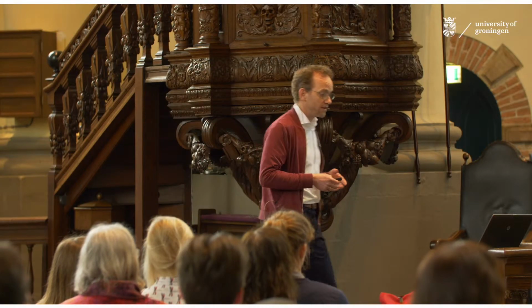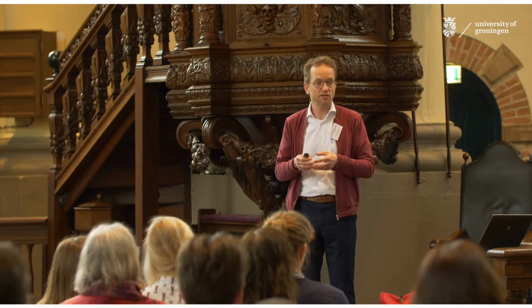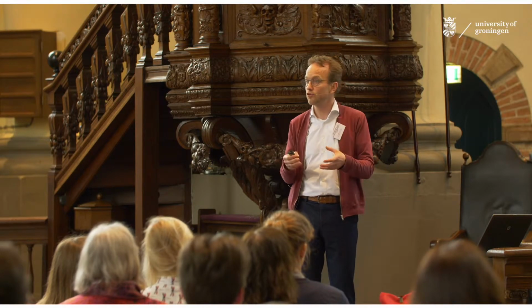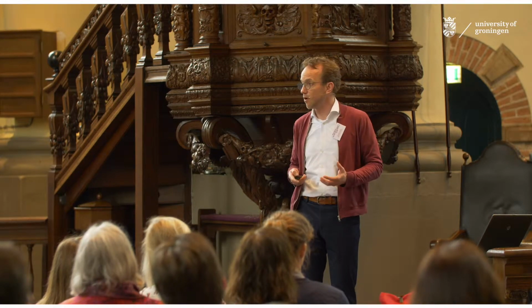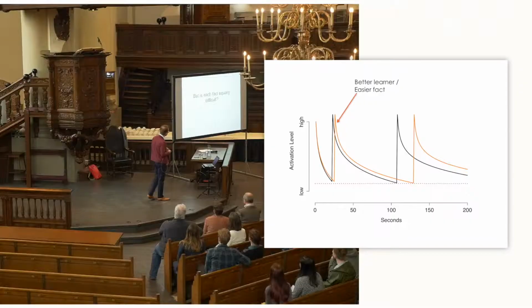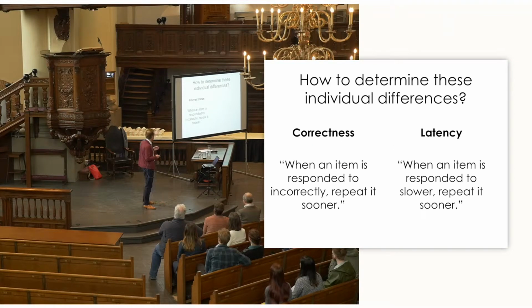It isn't the case that each fact is equally difficult. It isn't the case that each learner is equally capable of actually learning information. So if this is the prototypical example, then this orange line would either be a better learner or an easier fact. So the question then becomes, how can we determine these individual differences? How can we figure out whether this item for this learner is the black or the orange line?